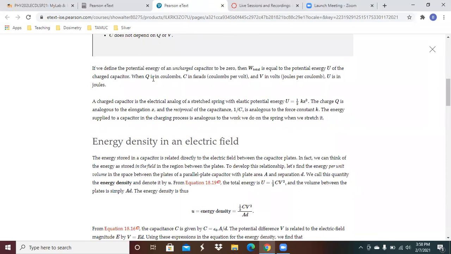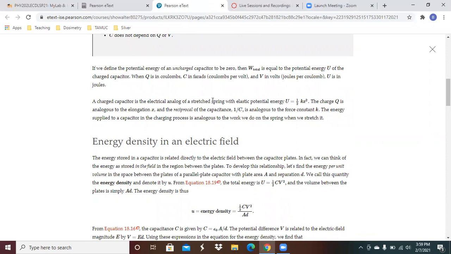So if we define the potential energy of an uncharged capacitor to be 0, that's not unreasonable, then the total work is going to be equal to the potential energy of the charged capacitor. When Q is in coulombs, C is in farads or coulombs per volt, and V is in volts or joules per coulomb, this ends up being in joules, the potential energy, that is.